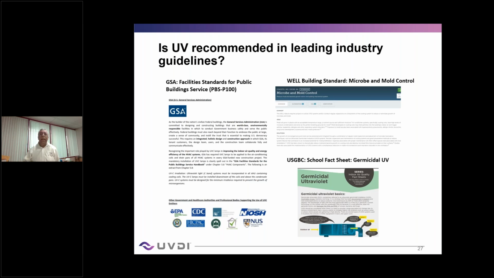You might have heard of the WELL Building Standard. There is a WELL Building Standard for microbe and mold control, which talks about how UV should be applied. The Green Building Council has a fact sheet which really came about during COVID, but now it's been adopted in other states as well. I know California Energy Commission has something like that, but this is just a handful. CDC has recommendations for UV, but also for airstream disinfection.